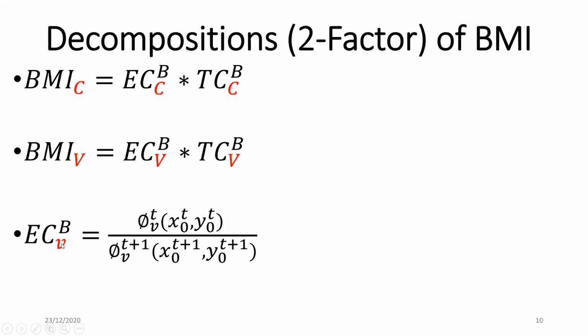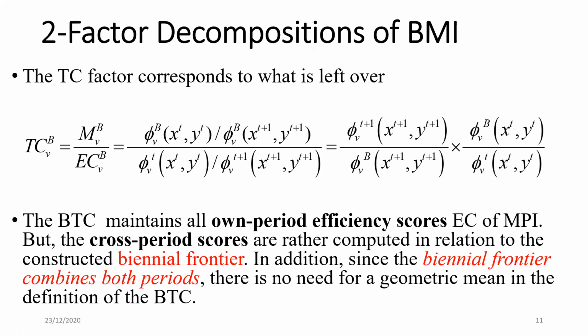Now, the efficiency change is defined as what you see on your screen. Theta V, just to indicate that we are talking about efficiency change under variable returns. And then phi V, so phi VT and then phi VT plus 1. All of them have their DMUs in their respective time periods. That's it there. So let's decompose the Biennial Malmquist.